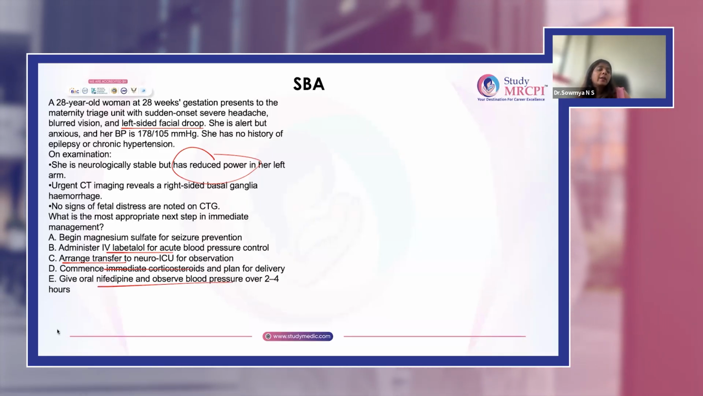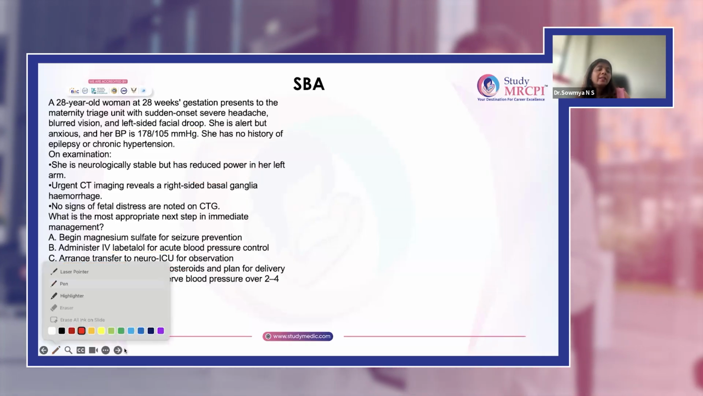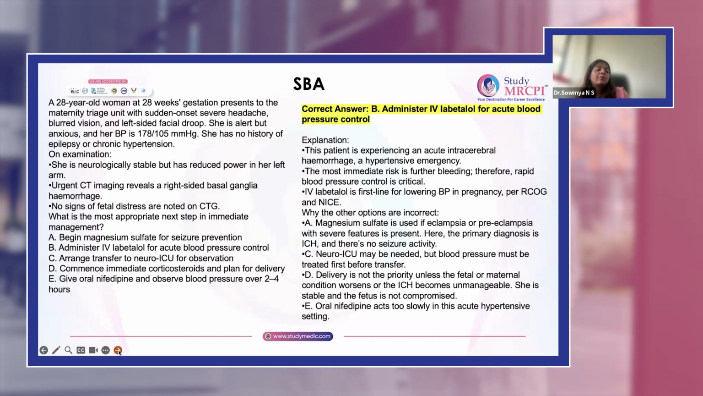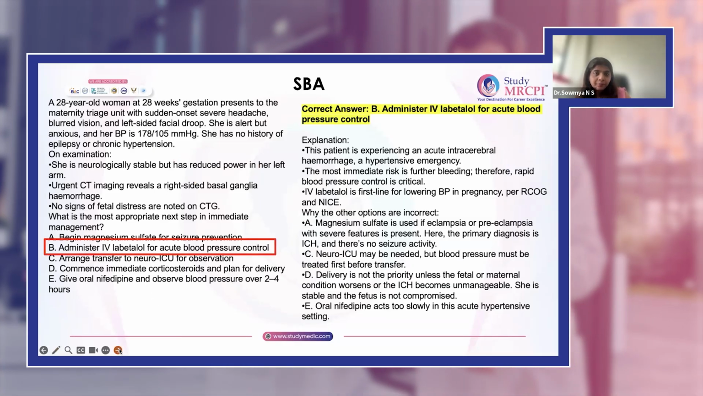Oral nifedipine and observe blood pressure for 2 to 4 hours. Because the blood pressure is higher with the neurological deficit, obviously I'll go for IV labetalol. Guys, hope this is clear.